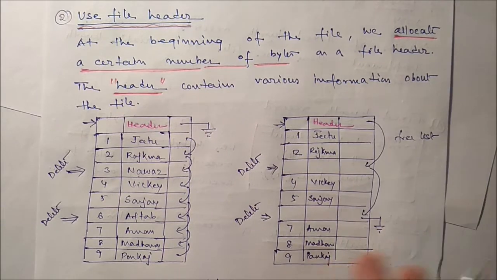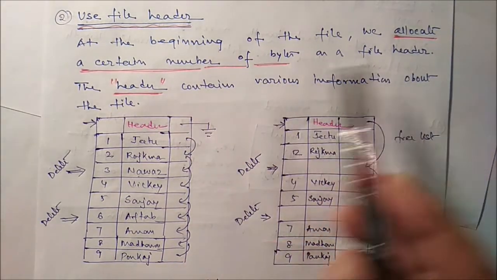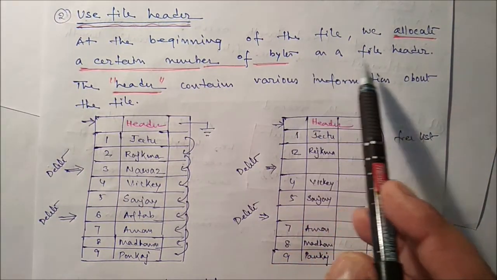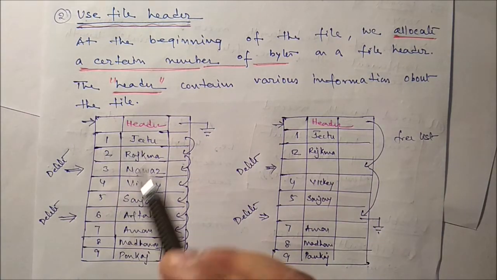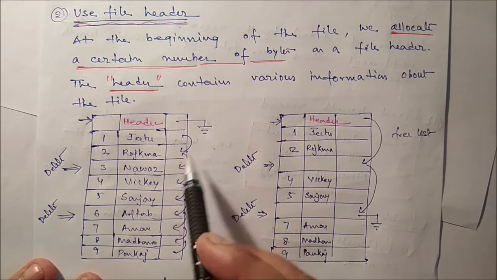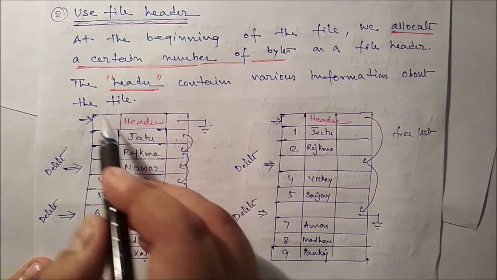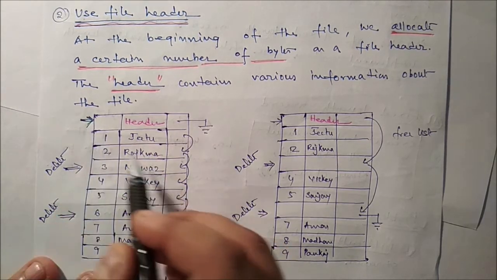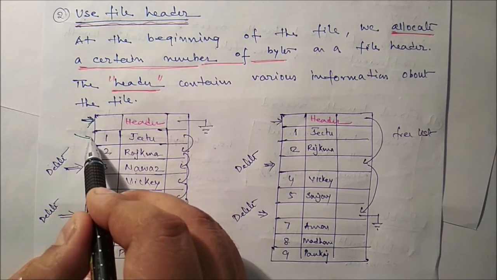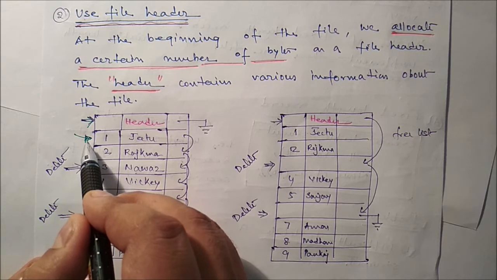So how is it useful? Now at the beginning of the file, we allocate a certain number of bytes as a file header. The header contains various information about the file. So you can see the same table is there. So here, this is nothing but our file header. Okay. So this is the address of the file header, and this is nothing but the starting address of the data, the table where actual data are there.